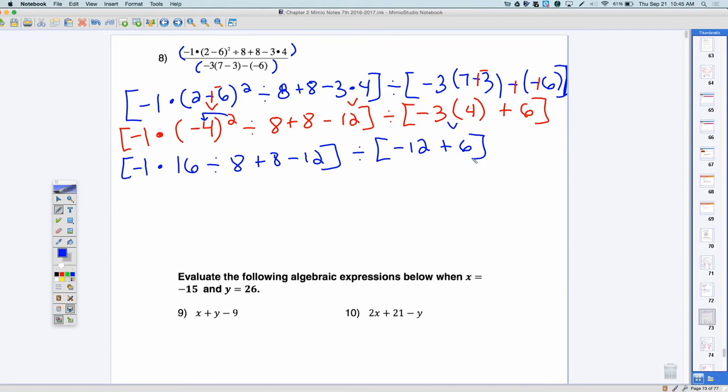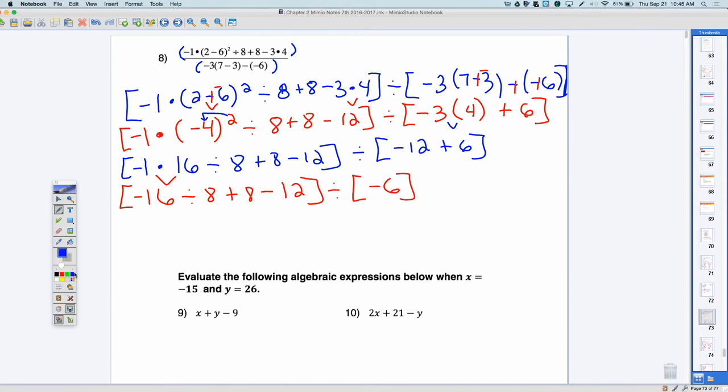Back onto the left-hand side, we can do the multiplication. So it's -16 divided by 8 plus 8 minus 12. And we go on to the right side, which is -12 plus 6, which gives us a -6.